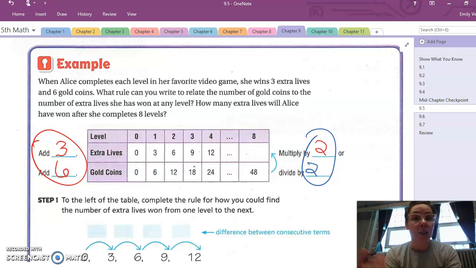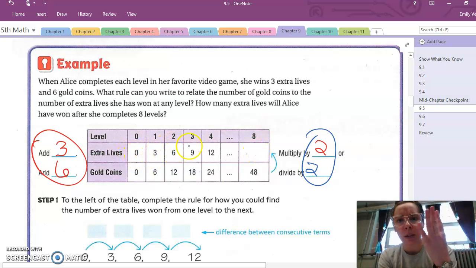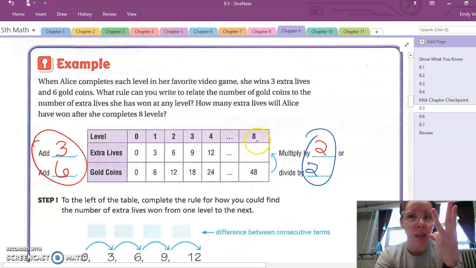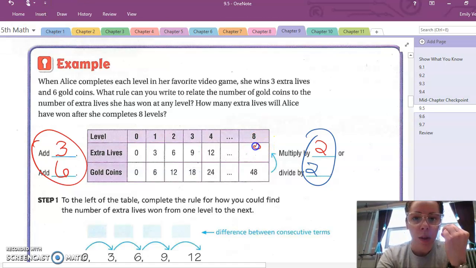And you'll see too, now we can use this rule to figure out this empty box. Instead of going 0, 3, 6, 9, 12, 15, 18, 21, 24, so that's going to be my guess. I'm going to put that in red. I just skip counted by 3s all the way up to 8 to fill in that box.